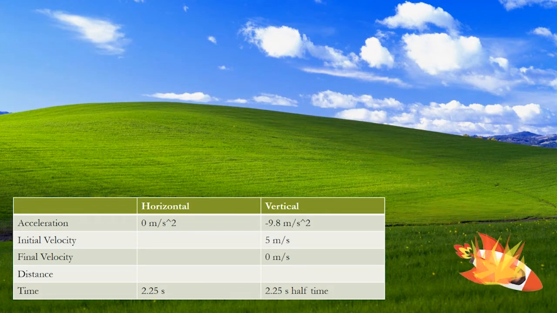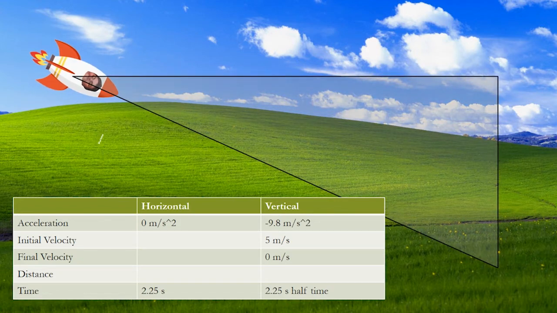Ouch, he looks kind of dead. Well, we know Nick was falling at a rate of 5 meters per second, and he took 2.25 seconds to fall to the ground. So how high did he fall from? We can use one of the kinematic equations for that.